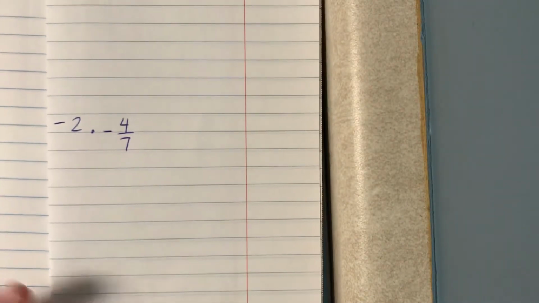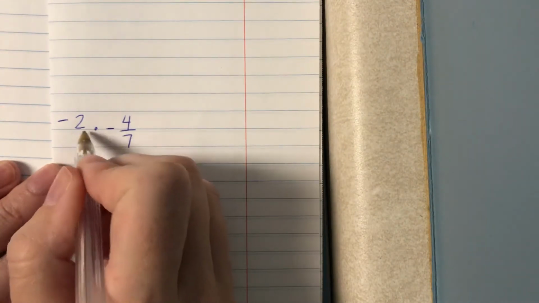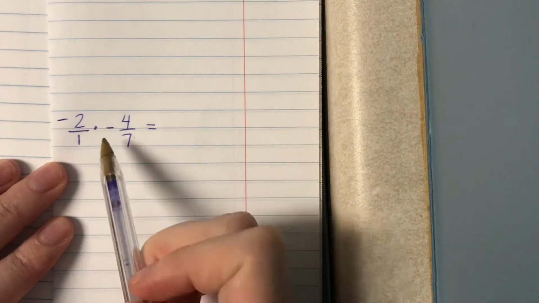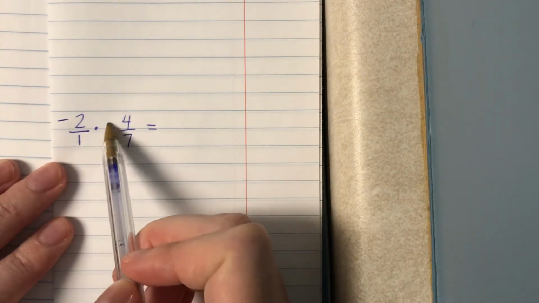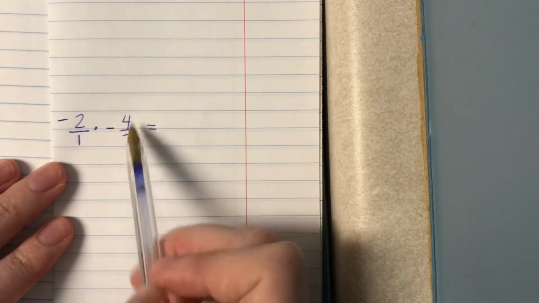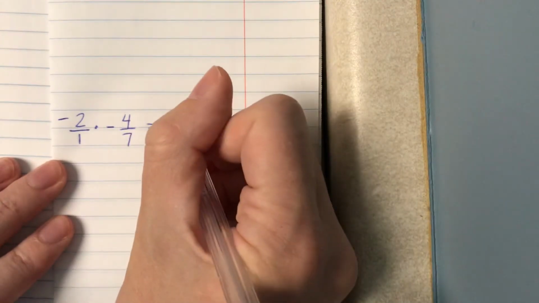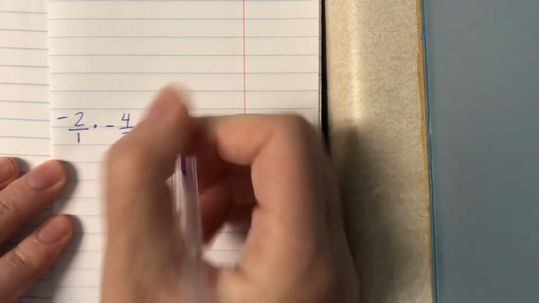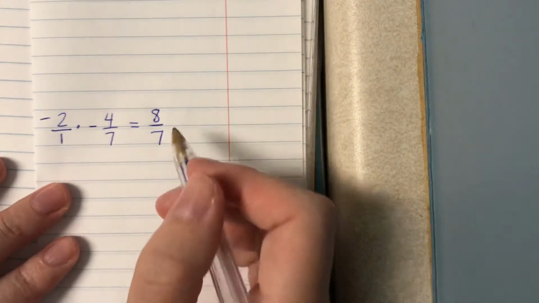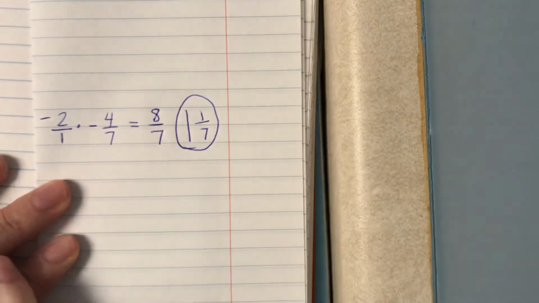So next one, I have -2 times -4/7. This is a whole number, so to change it into a fraction, I'm just going to put a 1 underneath, and then I'm multiplying straight across. This negative sign, I'm going to make belong to the 4. When you have a negative, just have it belong to the top number. It does not belong to both of these. So -2 times -4 is +8, and 1 times 7 is 7. Then I would need to simplify this. It's an improper fraction, so 7 goes into 8 once, and there's 1 left over. So 1 and 1/7 would be my answer.